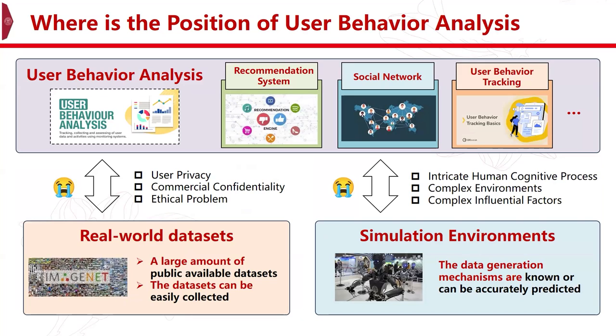In addition to the fields of NLP, CV, and reinforcement learning, there are also many human-centered applications, for example, user behavior analysis in the fields of recommender systems, social networking, and user behavior tracking. In these studies, if we use real-world datasets, we face several problems. For example, we cannot collect enough real-world data because of user privacy, commercial confidentiality, and other ethical problems. If we would like to build a simulation environment, this is also very hard because we need to simulate the user's complex decision process. This is not an easy thing.